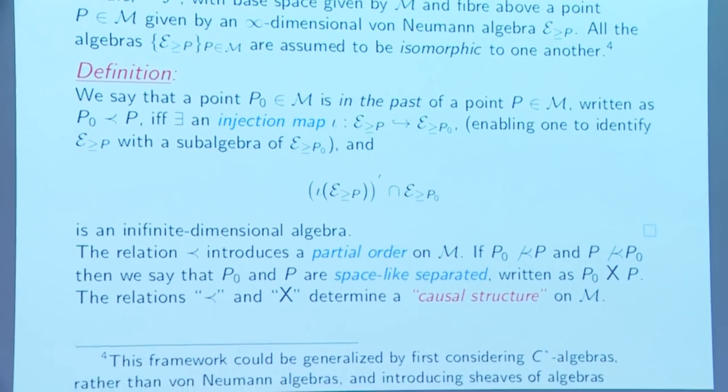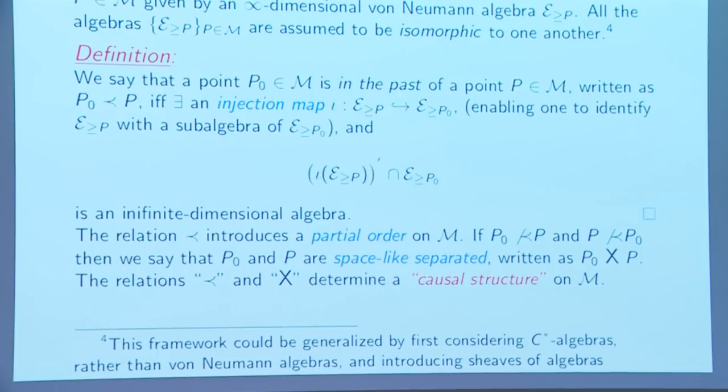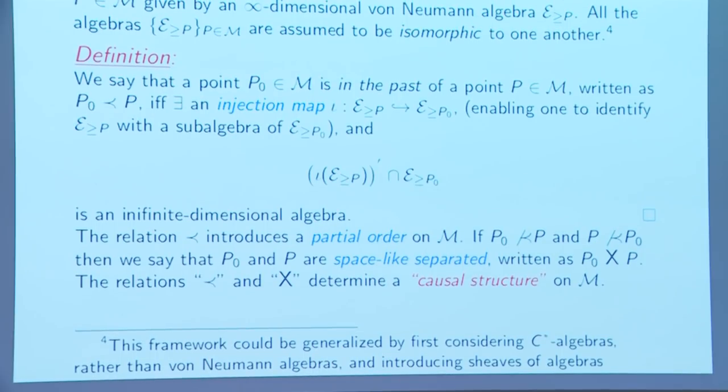And then it could happen that two points, P naught and P, are neither in the past of each other, that neither P naught is in the past of P nor P in the past of P naught, and then we say that they are space-like separated, written like this. So these relations will determine a causal structure on M. Yes, you say determine the causal structure, but what Alain wants is to have it from the beginning. Yes. Okay.